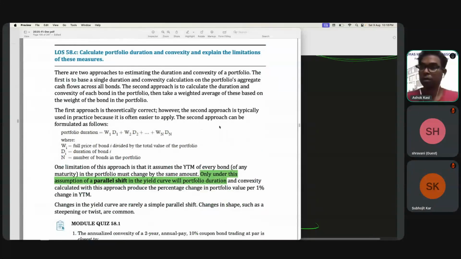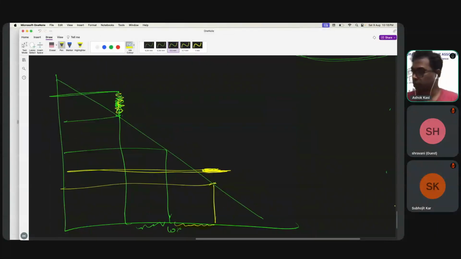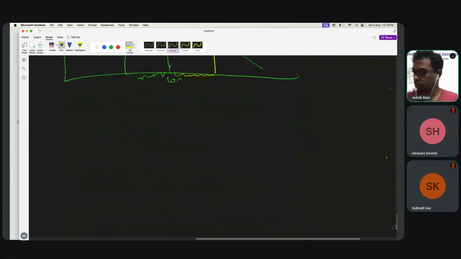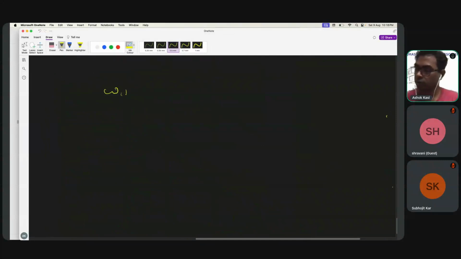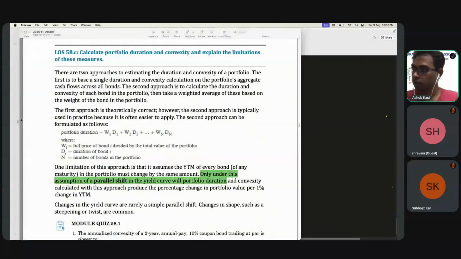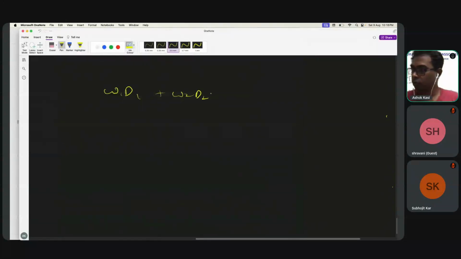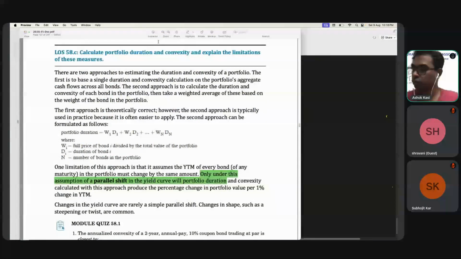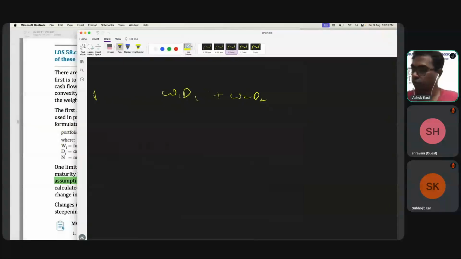Okay, then this is a normal case. Portfolio duration. Duration means weighted average duration of the portfolio. So weight 1 times duration 1 plus weight 2 times duration 2. If there are two bonds, this is the portfolio duration.